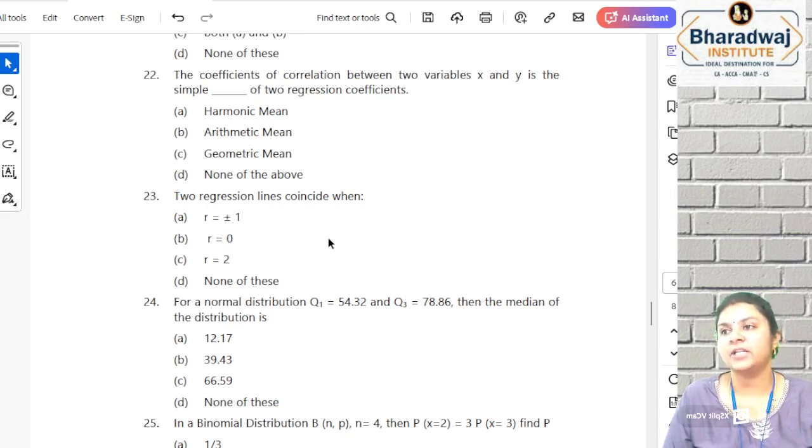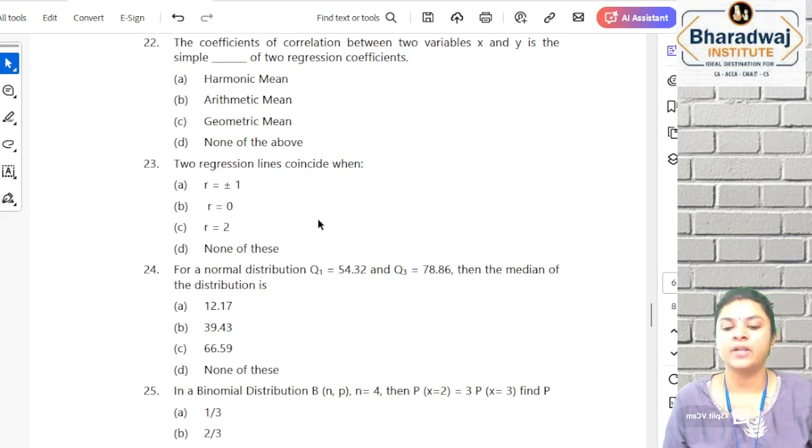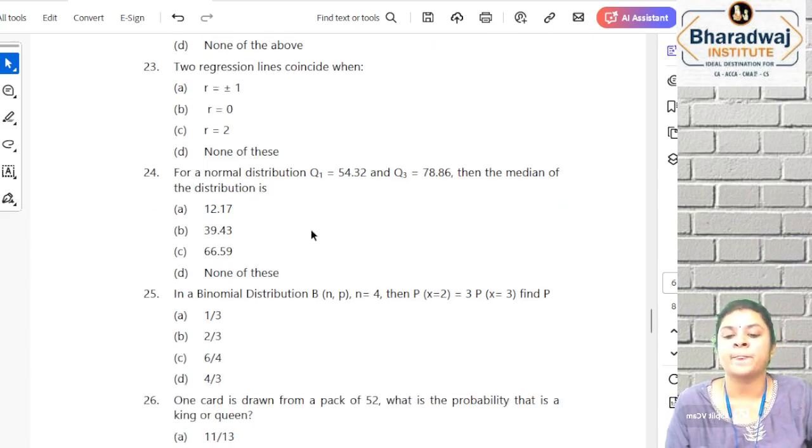We have studied the class layer properties. The property also we have discussed. It is the geometric mean of regression coefficients. The regression lines will coincide when R is equal to plus or minus 1.